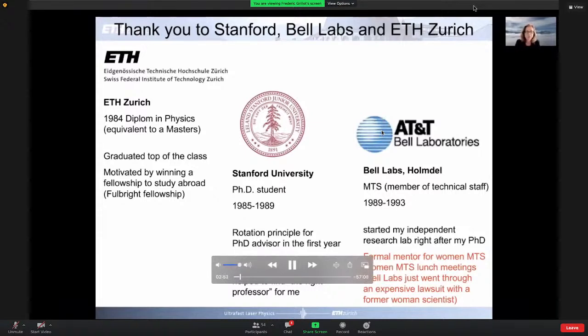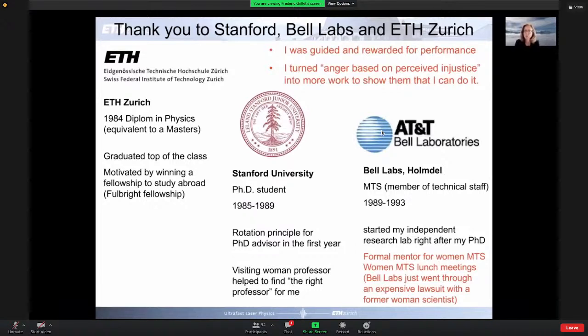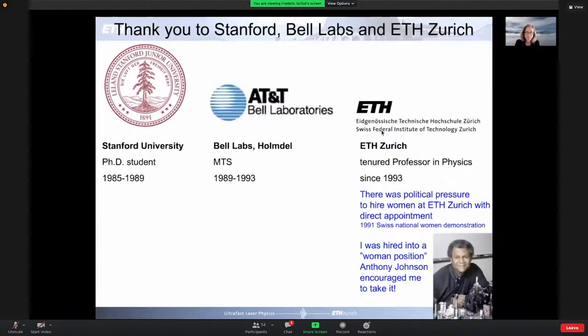I received a formal mentor, and I was also able to be part of a regular lunch meeting with other women where we could exchange our experiences. Both of these programs were very useful for me. During all this time, I was guided and rewarded by performance, and I was able to turn anger based on perceived injustice into more work to show them that I can do it. Then after Bell Labs, I was recruited to ETH. There was political pressure to hire more women at ETH Zurich in Switzerland because of a Swiss national women's demonstration in 1991. I was a little concerned that this is actually a woman position, but Anthony Johnson and other MTS at Bell Labs encouraged me to take it, and I'm very grateful for this advice.